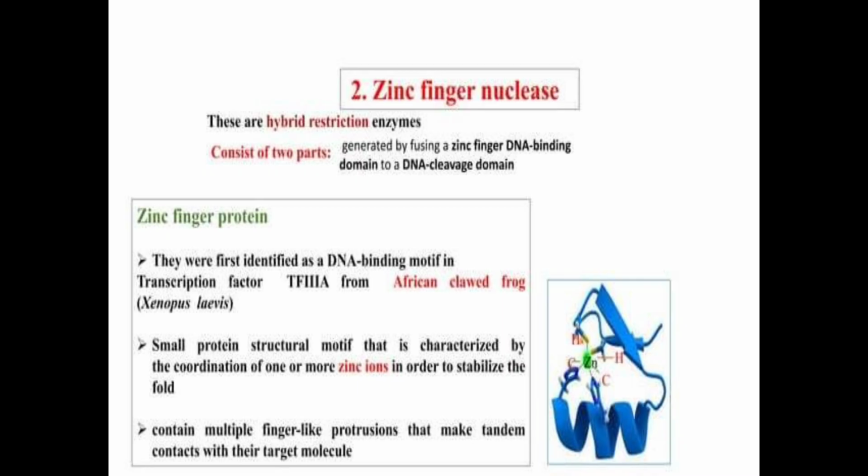This was the first identified DNA binding motif in a transcription factor, that is TFIIIA, from the African clawed frog, Xenopus laevis. Only this TFIIIA contains a zinc finger protein. A small protein structural motif is characterized by the coordination of one or more zinc ions that stabilize the fold. This region has more than one zinc atom that coordinates with the various amino acids present in that region. It contains multiple finger-like protrusions that make tandem contacts with the target molecules.